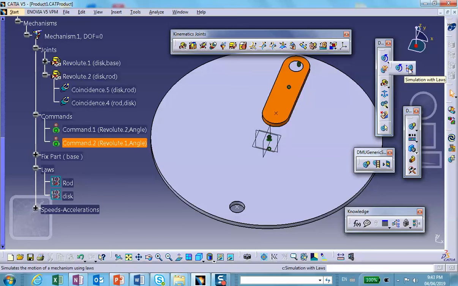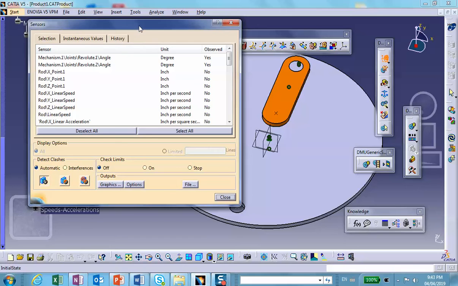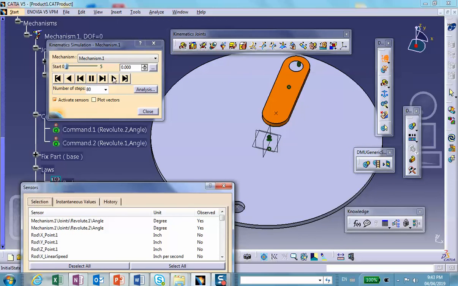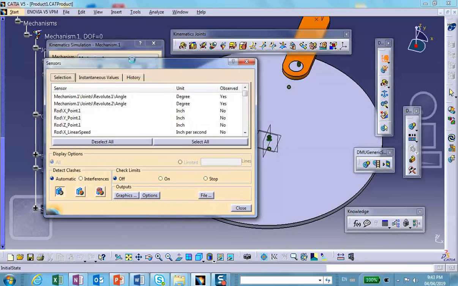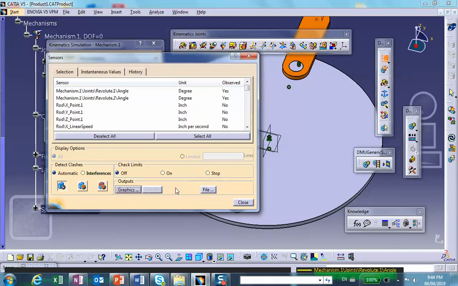Simulation with laws, activate sensor. All the stuff that we want is already activated. 5-second period. We go there. Hopefully no mistake. Well, let's graph and see what we get. Yeah, this is exactly what we had before. This one is for the disc, and this one is for the rod. Okay, so the choice is yours which one you want to do.